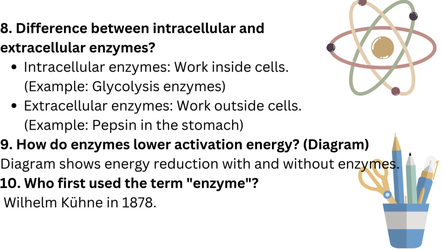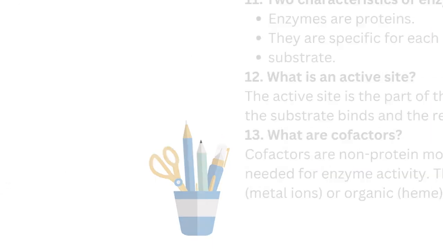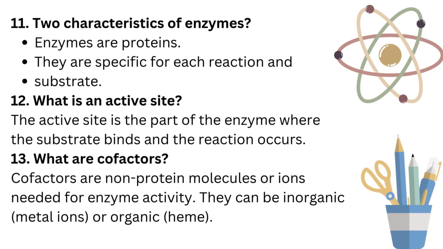How do enzymes lower activation energy? Diagram. Diagram shows energy reduction with and without enzymes. Who first used the term enzyme? Wilhelm Kuhn in 1878. Two characteristics of enzymes. Enzymes are proteins. They are specific for each reaction and substrate.